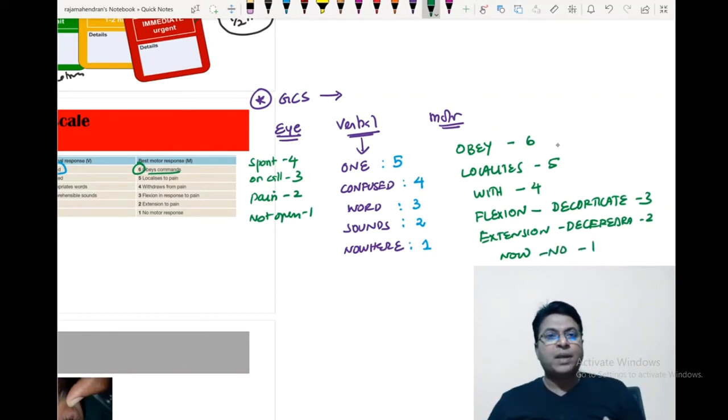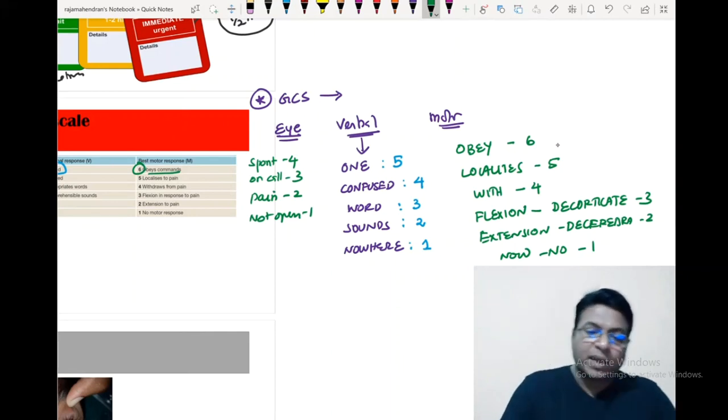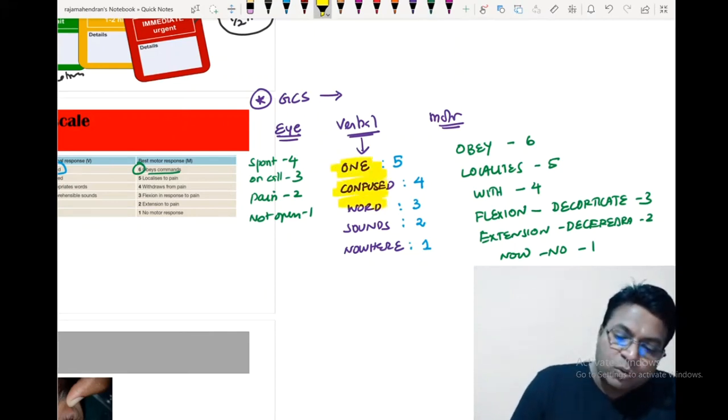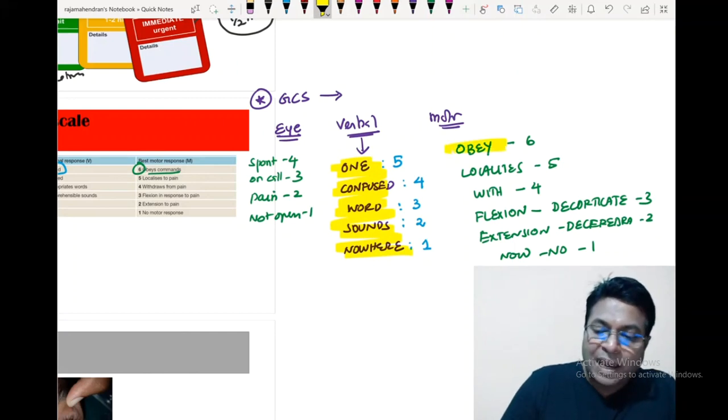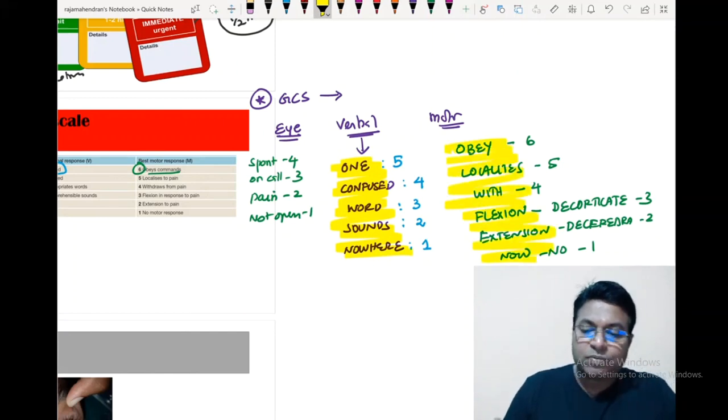So, a simple mnemonic. You will definitely get a clinical question from GCS. Remember the mnemonic: one confused word sounds nowhere for verbal, and obey localizes with flexion extension now for motor.